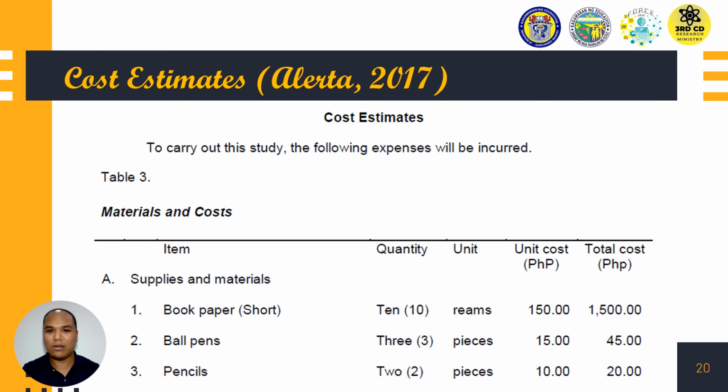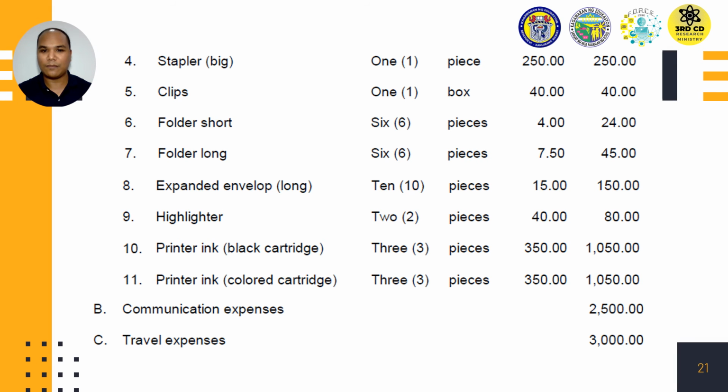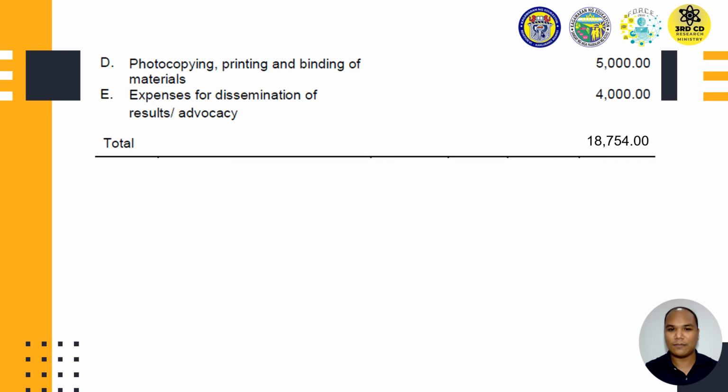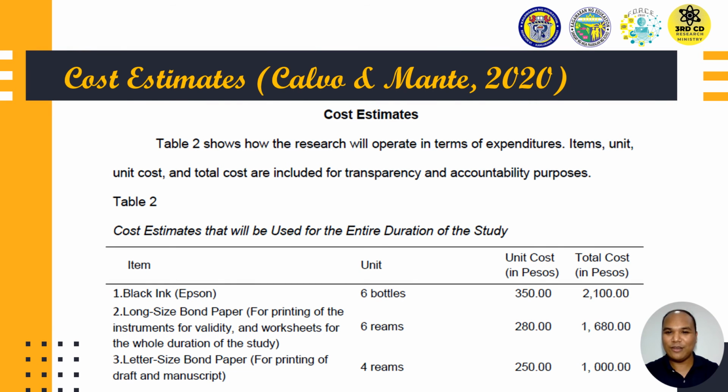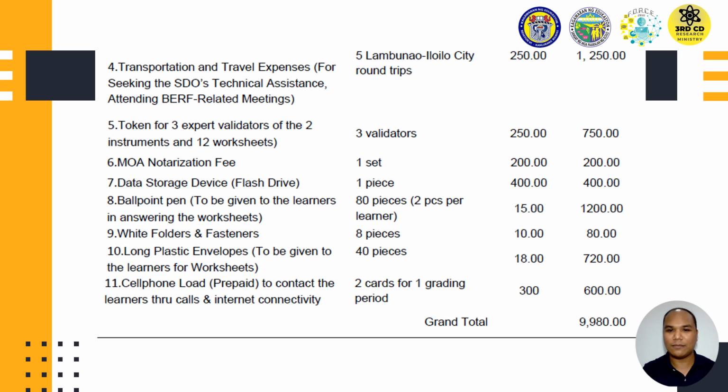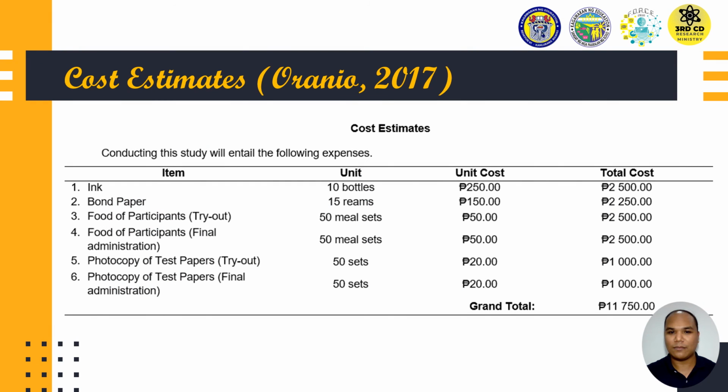Here is an example of cost estimates from the Action Research of Alerta 2017. Here is another example of cost estimates from the Action Research Proposal of Calvo and Mante 2020. For the basic research, here is an example of cost estimates from the research proposal of Oranio 2017.